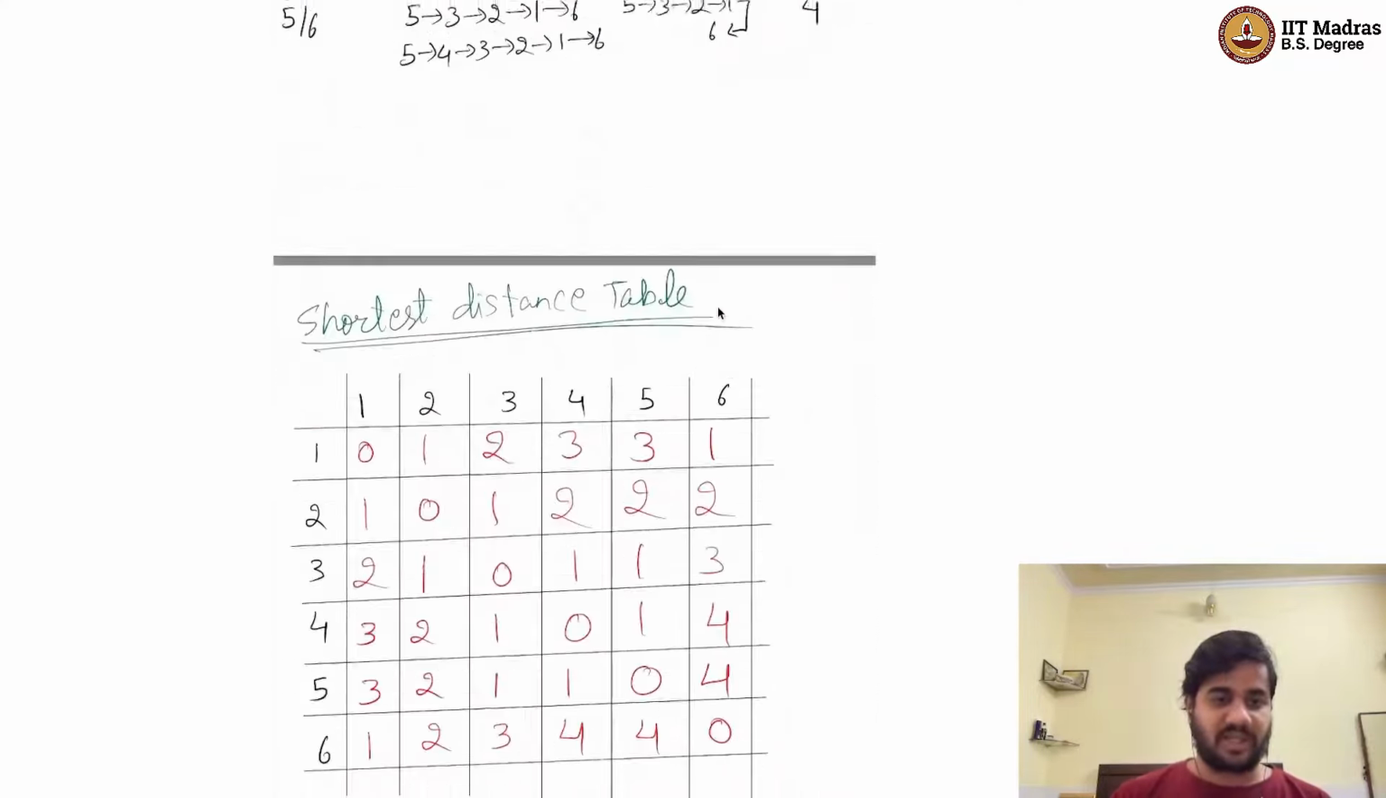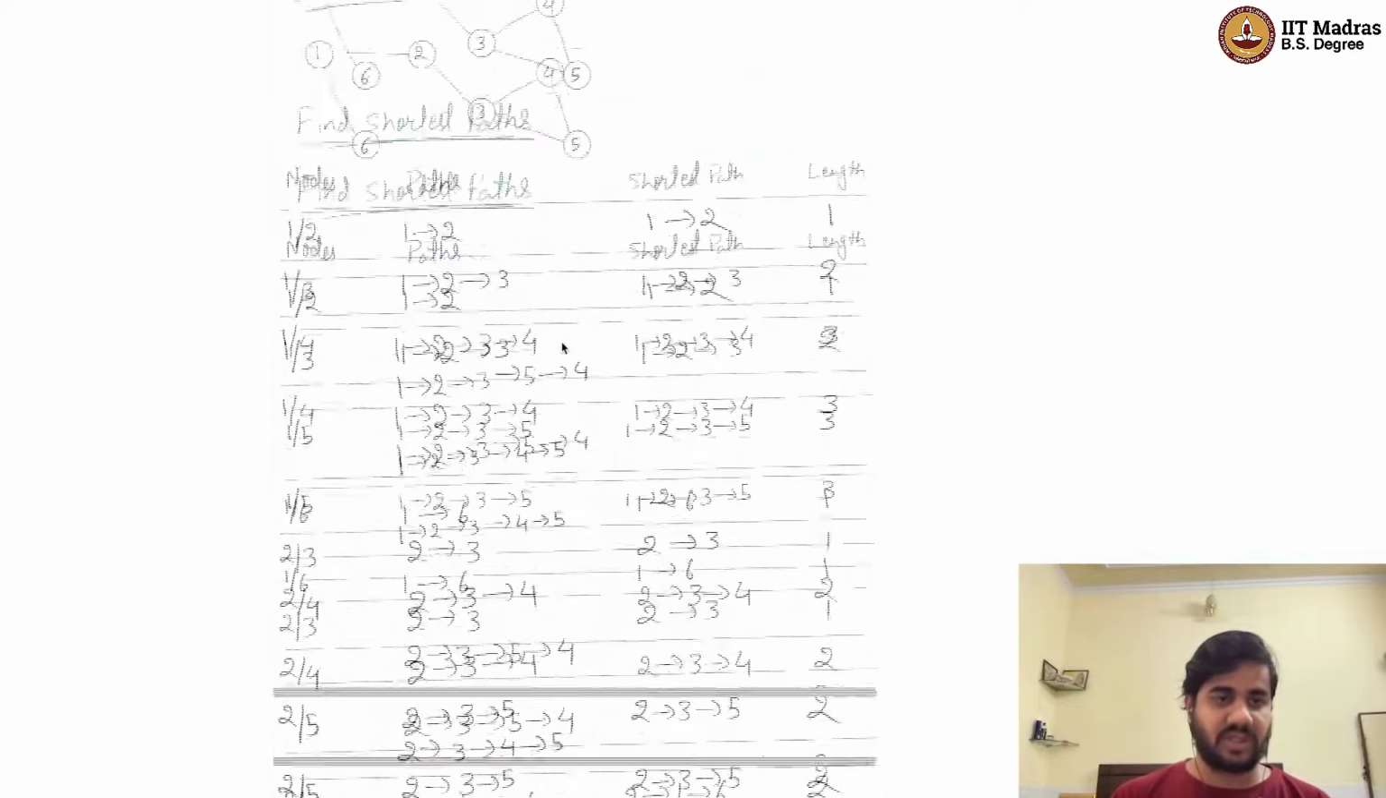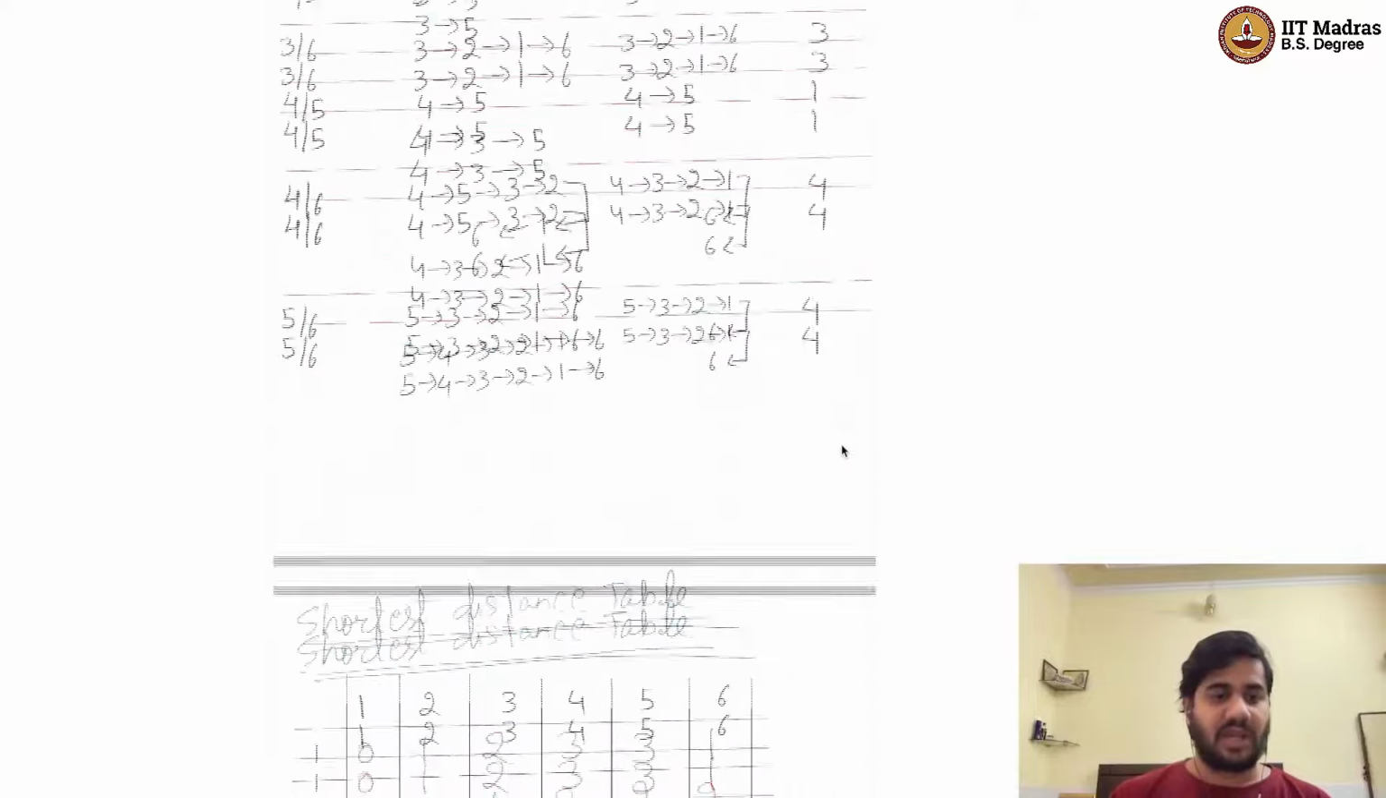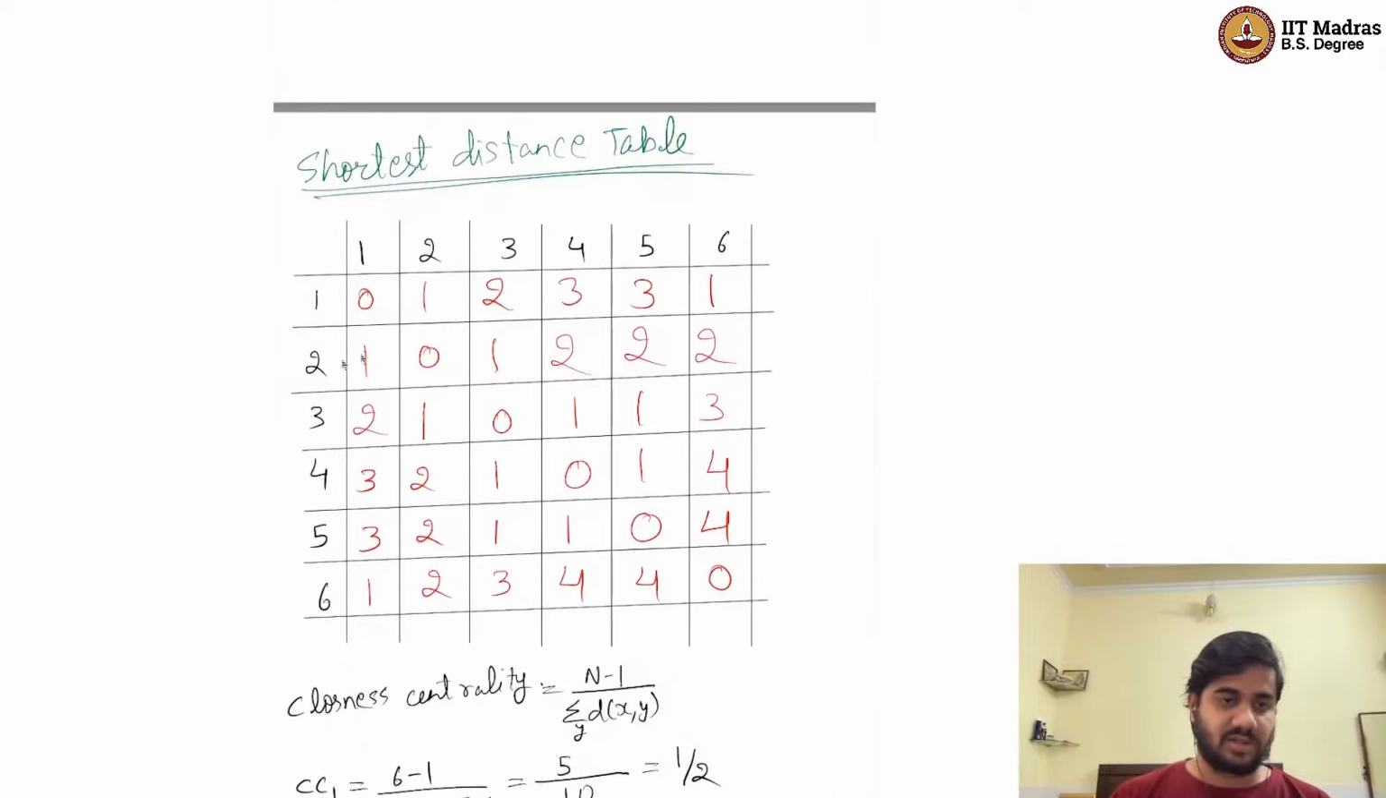So the distance between 1 and 2 is just the one which we calculated here, which is length 1. And of course, it's a symmetric matrix if you look across the diagonal, because the distance from 1 to 2 is the same as the distance from 2 to 1.